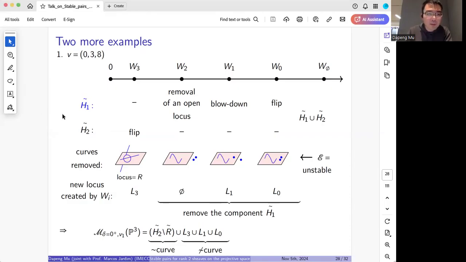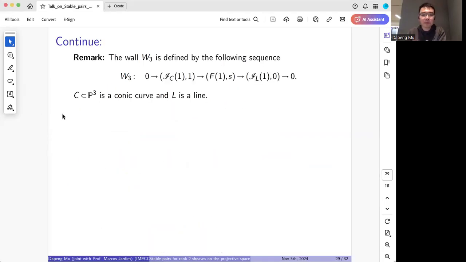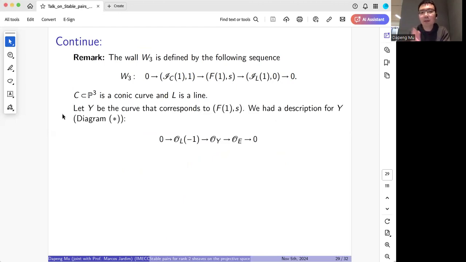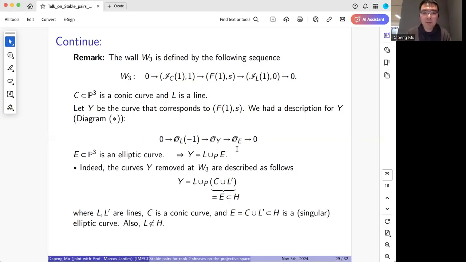So the reason I want to mention this is a common example of what I said previously. So this is the definition of W3, the third wall, and then we had a description of the corresponding curve. Remember that was described by this diagram star. In this case, diagram star reads like this. When the curves cut out by W3 satisfy this Serre sequence, this E is a cubic curve. E is a planar cubic curve.